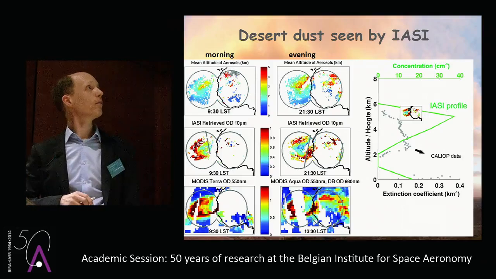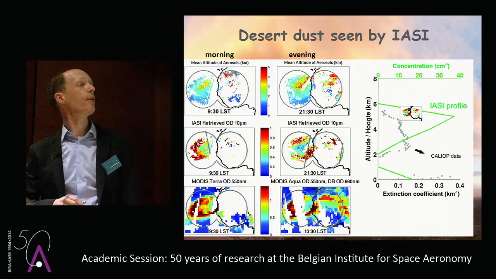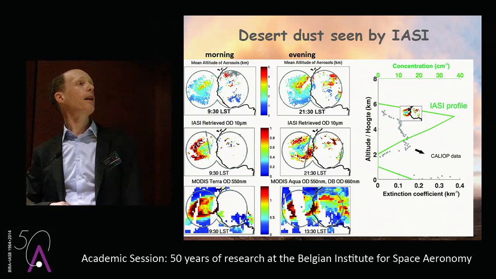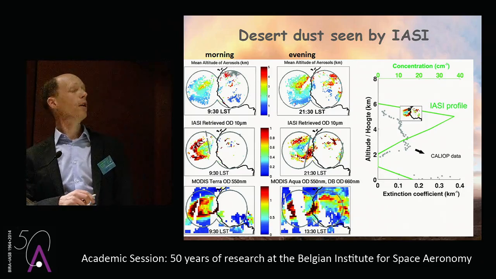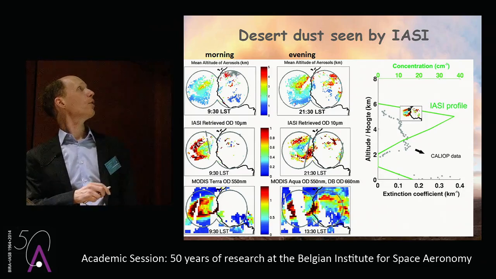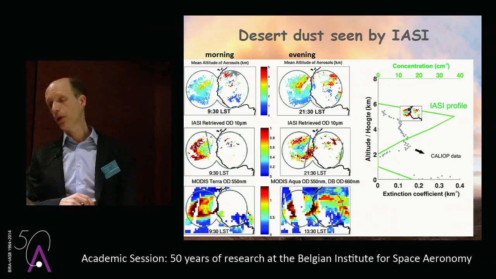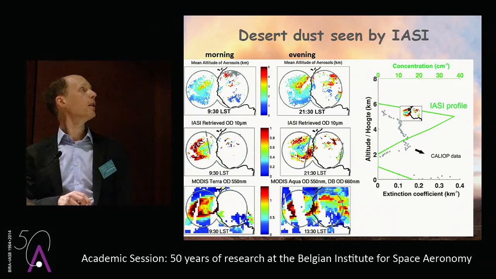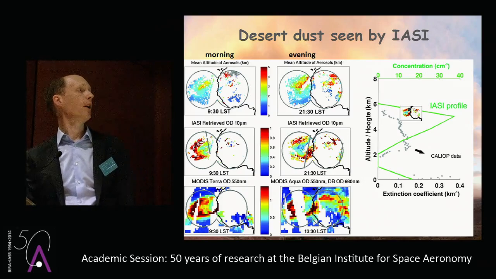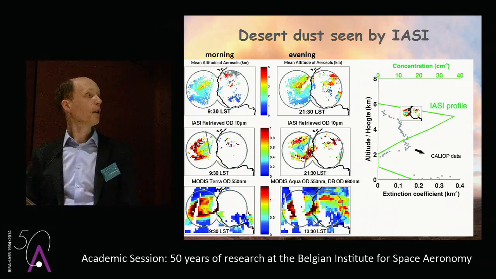Those are some results. This is a vertical profile retrieved from IASI in this region of Africa, or off the coast of Africa. So this shows the mean altitude of the aerosol layer and the optical depth. And this is a comparison with independent MODIS data.